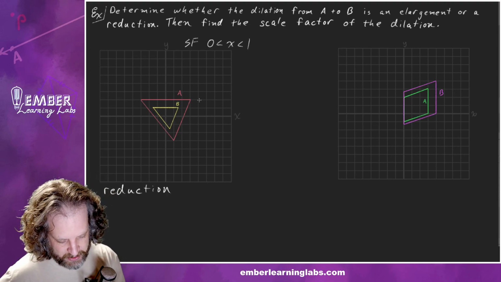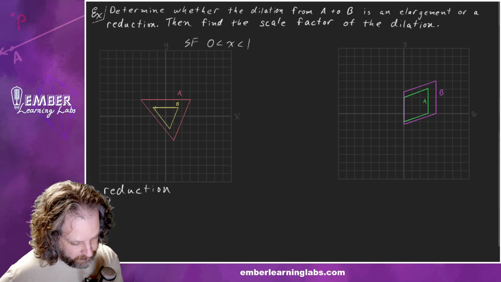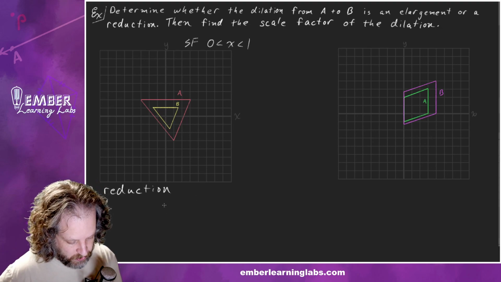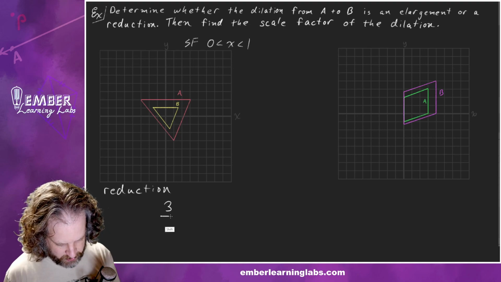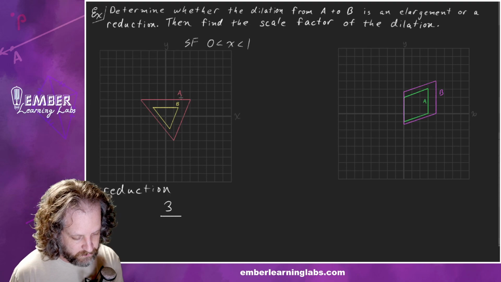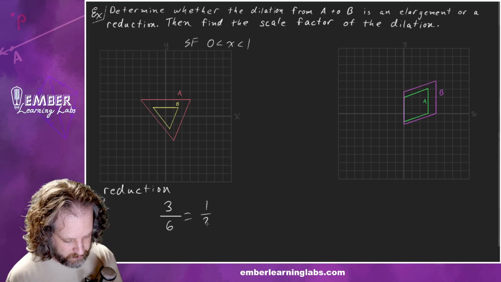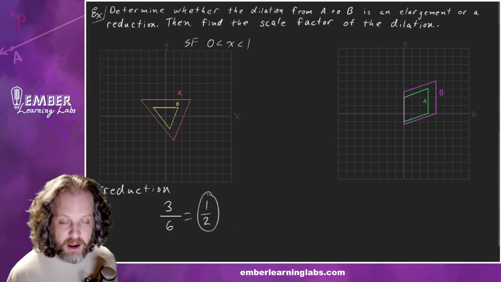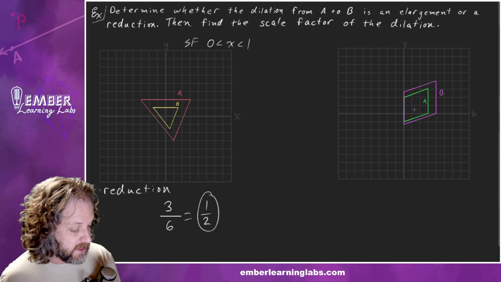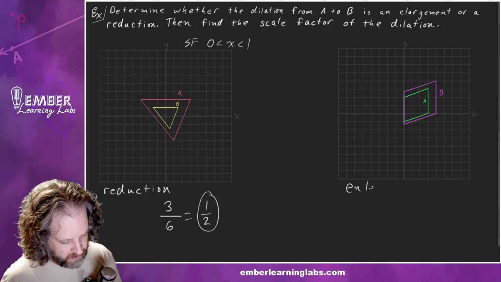Just wait for that. So this one, our pre-image, has a length of a half plus 1 plus 2 plus another half, so 3, right? So 3 to the corresponding length on the big one, so it's 1, 2, 3, 4, 5, 6. That would reduce to 1/2. So it's a reduction by 1/2, right? So what about this one over here? Now this one, A is the little one and B is the big one. So this is an enlargement, right? Enlargement.